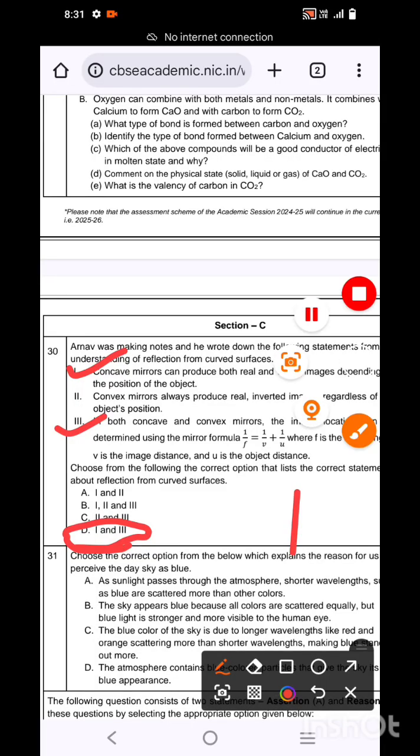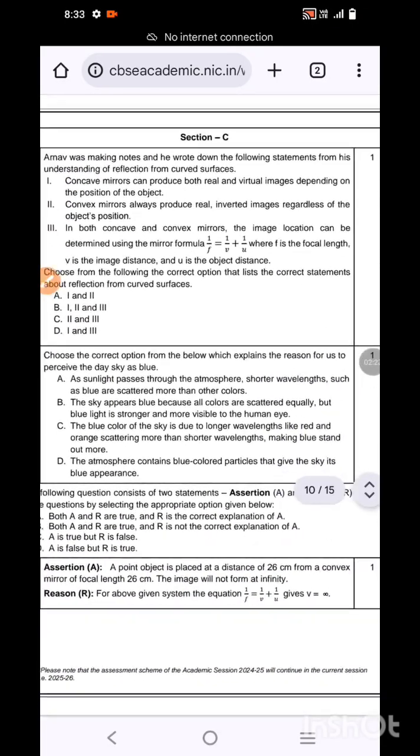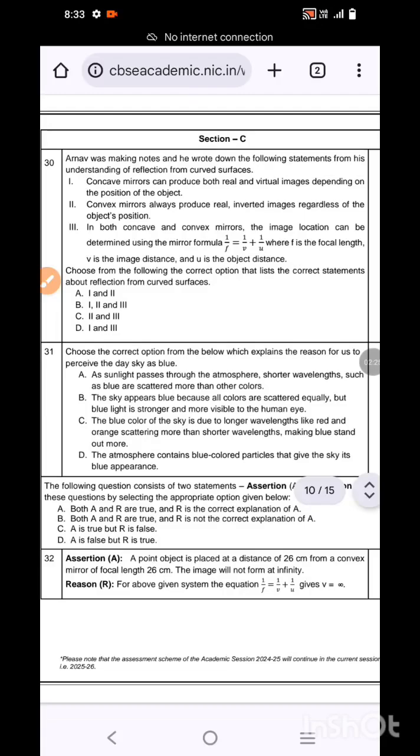Question number 31, what are they saying? They are asking to choose the correct option which explains the reason for us to perceive the sky as blue. Option A: as sunlight passes through the atmosphere, shorter wavelengths such as blue are scattered more than the other colors. So, what is option A telling?